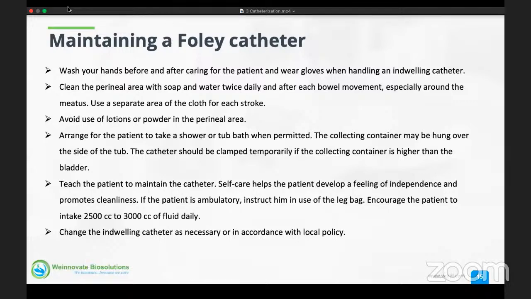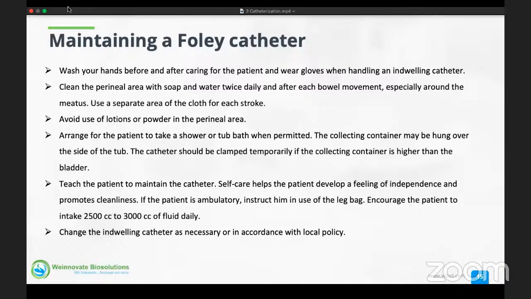The catheter should be clamped temporarily if the collecting container is higher than the bladder, because there are chances of urine backflow, which can cause UTI. Teach the patient to maintain the catheterization. Self-care helps the patient develop a feeling of independence that actually promotes cleanliness and hygiene.